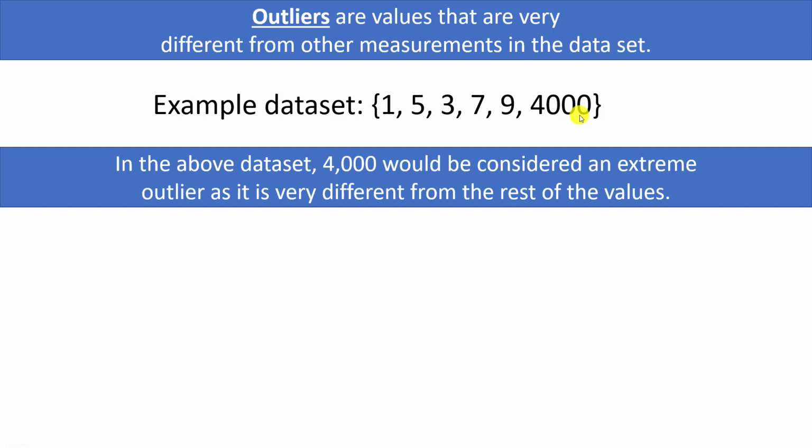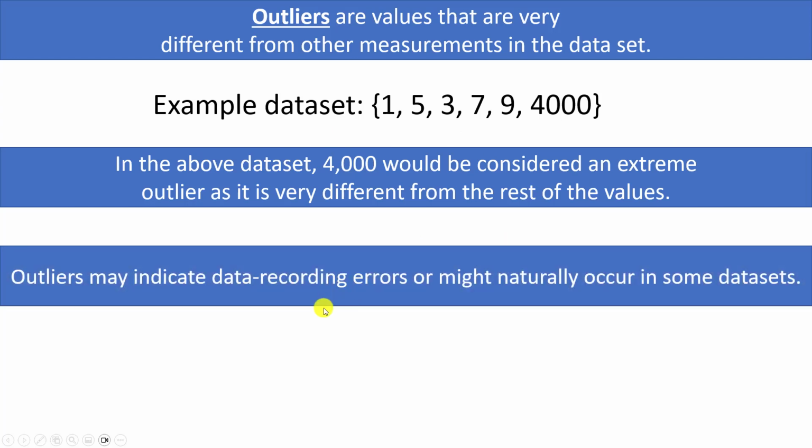There are formulas that can be used to identify outliers, but there's not really a universally accepted formula. I talk about that in some of my other videos, but for now, know that an outlier is a number that's quite a bit different from the other values in your data set. Now, outliers could be indicative of a number of different things. It could be a mistake, right?